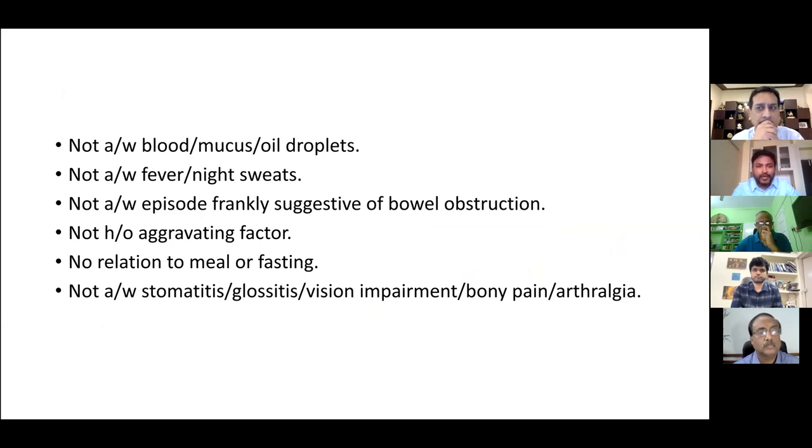He has no associated fever or night sweats. There is no associated episode of frank bowel obstruction, that means distension, recurrent vomiting, or inability to pass feces or flatus. There is no clear-cut aggravating factor. There is no relation to meal or fasting. He also denies any history of stomatitis, glossitis, vision impairment, bony pain, or arthralgia.